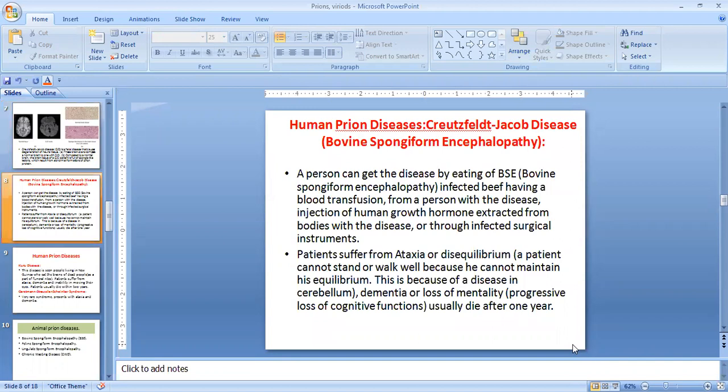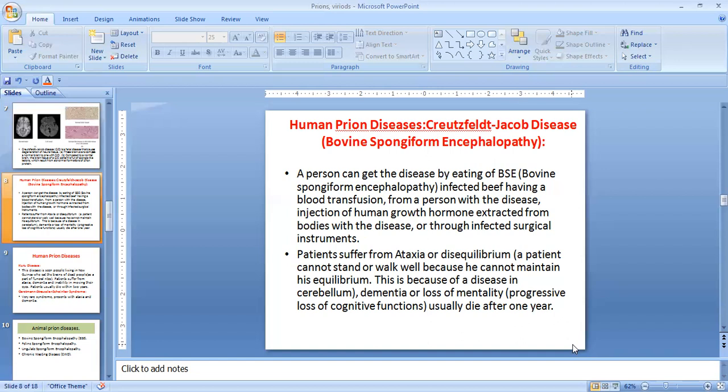Then you can study in detail about Creutzfeldt-Jakob disease, also known as bovine spongiform encephalopathy in humans. How is Creutzfeldt-Jakob disease transmitted into humans? Mostly through eating diseased animal food. For example, by eating infected beef, you can get this disease. It is also transmitted by blood transfusion from a person with the disease, or injection of human growth hormone extracted from bodies with the disease, or through infected surgical instruments. All these are the ways in which this disease gets transmitted into human beings.